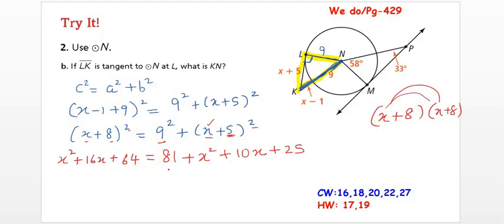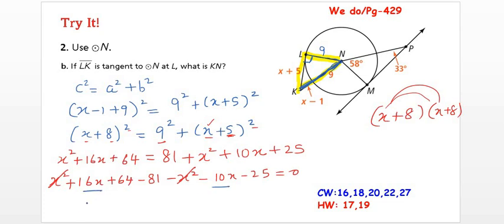To get the value of x, I will move all the terms to the left hand side. So I will have x squared plus 16x plus 64. Now all these are positive terms, so on this side they will turn into negative terms. So we will have negative 81, negative x squared, negative 10x, negative 25 equals 0. X squared and x squared cancel each other, and we are left with 16x minus 10x, which gives us 6x. Then we have 64 minus 81 minus 25. If you write all of this on the calculator, you will get minus 42 equals 0.